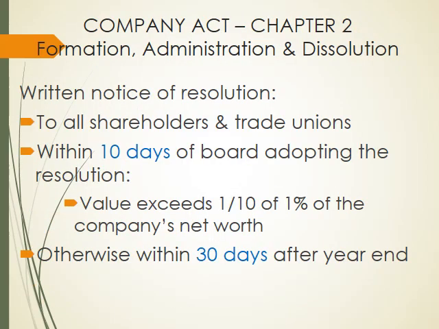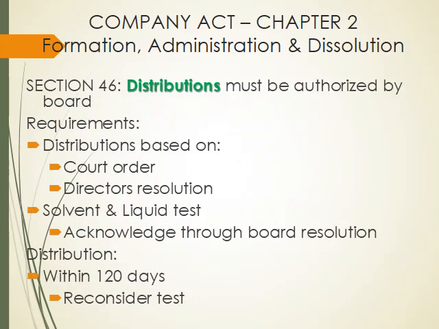In terms of the resolution, it needs to be a written notice to all of the shareholders and trade union. It needs to go out within 10 days if the value of the financial assistance provided exceeds 1/10 of 1% of the company's net worth. Otherwise, if it does not exceed 1/10 of 1% of the company's net worth, then it needs to go out within 30 days after year end.